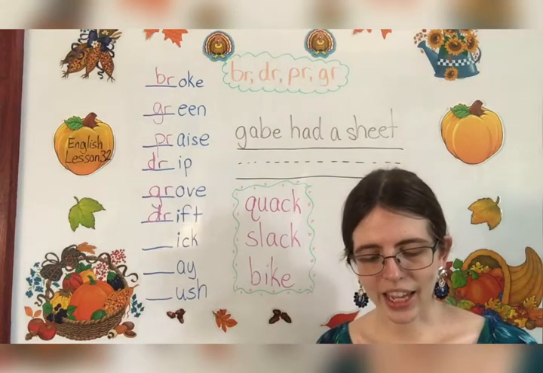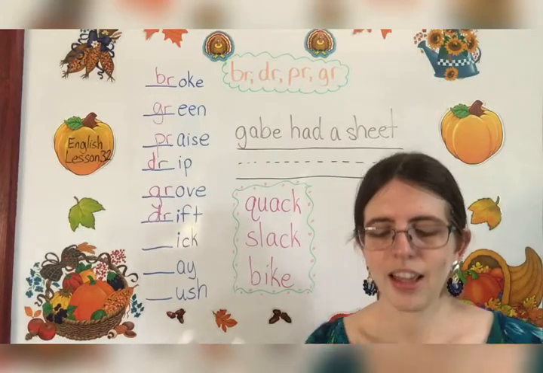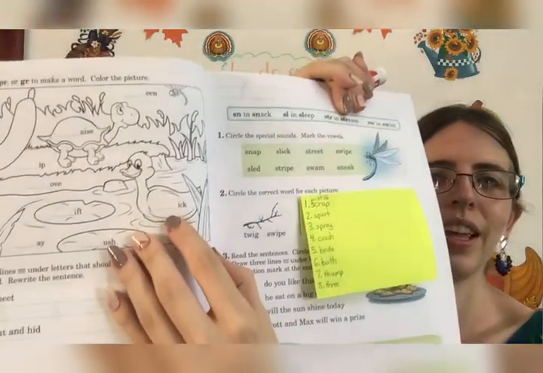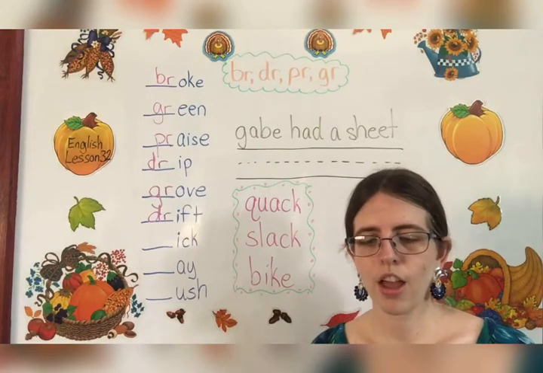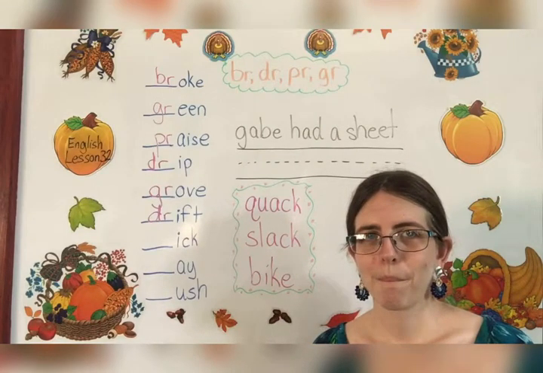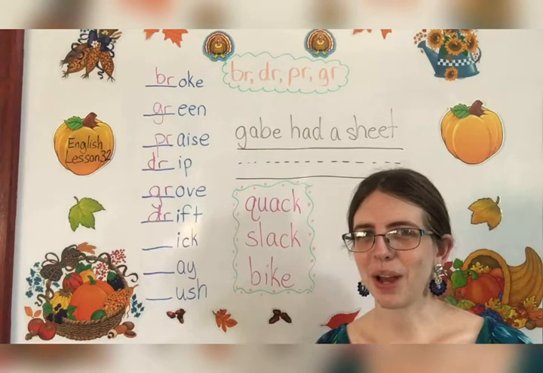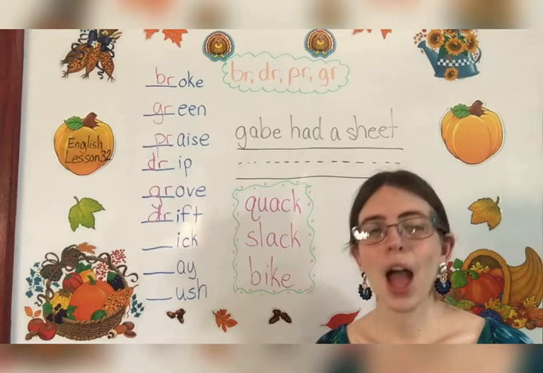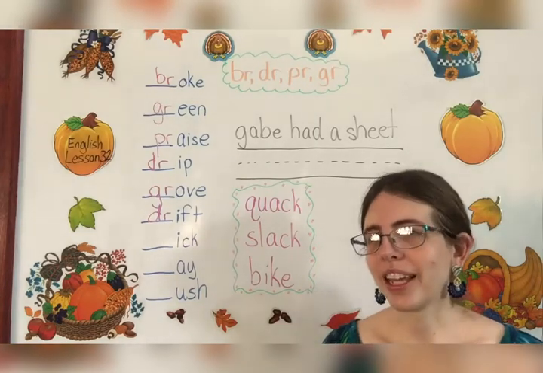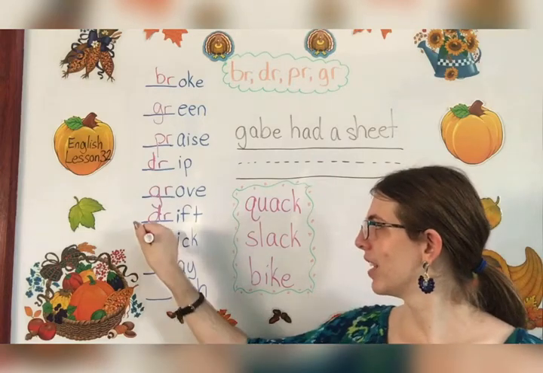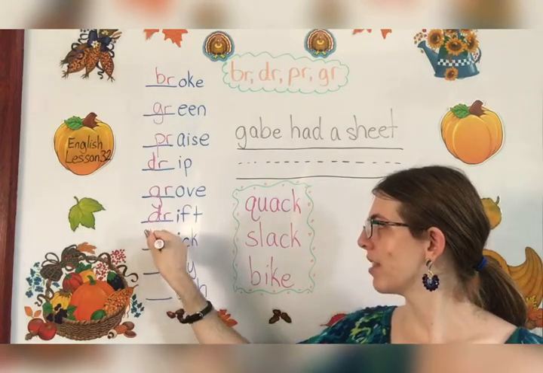Next we have ick. Ick. That's in the duck. What do you think would go with this one? Brick. Brick is right. So BR to make the word brick.